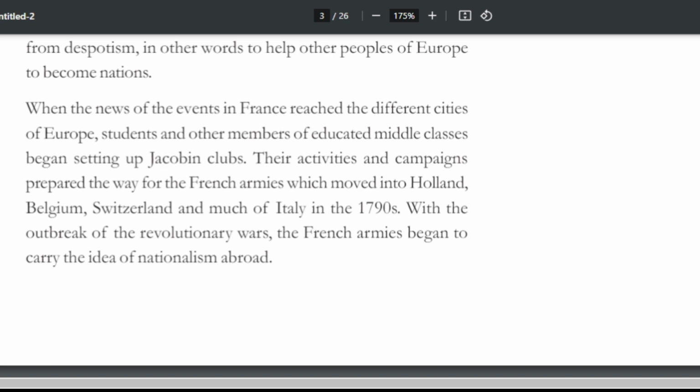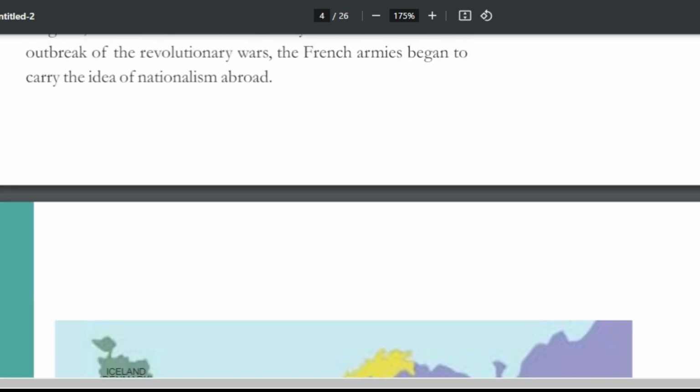When the news of events in France reached the different cities of Europe, students and other members of the educated middle class began setting up Jacobin clubs. Their activities and campaigns prepared the way for the French armies, which moved into Holland, Belgium, Switzerland, and much of Italy in the 1790s. With the outbreak of revolutionary wars, the French armies began to carry the idea of nationalism abroad.